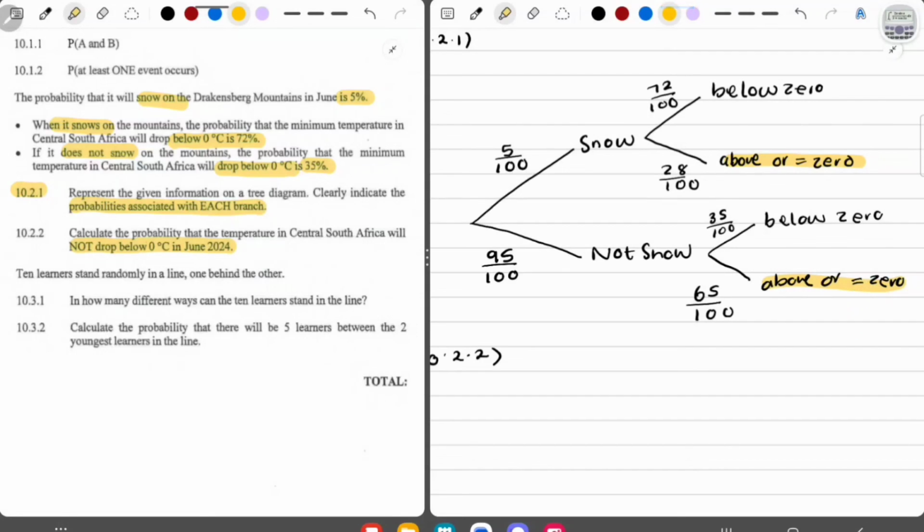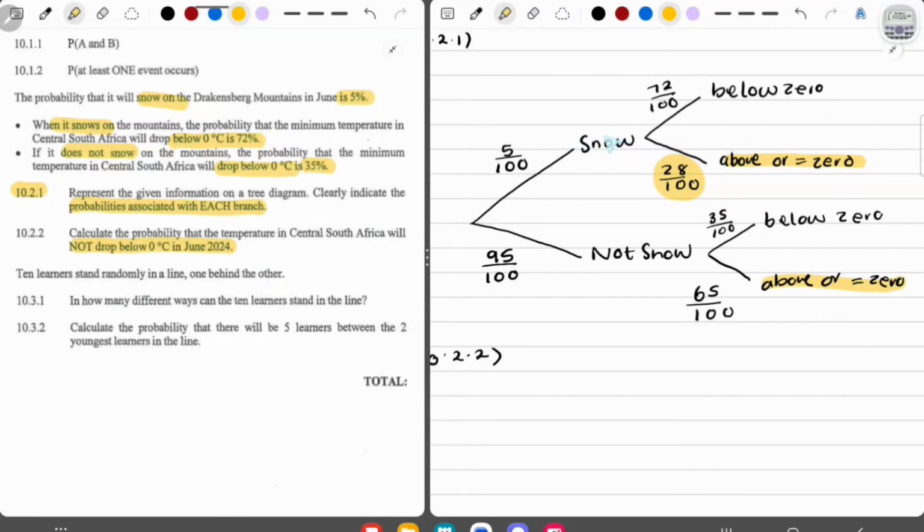But do you see now these are independent events? You cannot just take the events and add them up together. They are happening together. Okay, it's either snowing or it's not snowing. Then it's going to drop above 0 or below 0. That's how it's working.